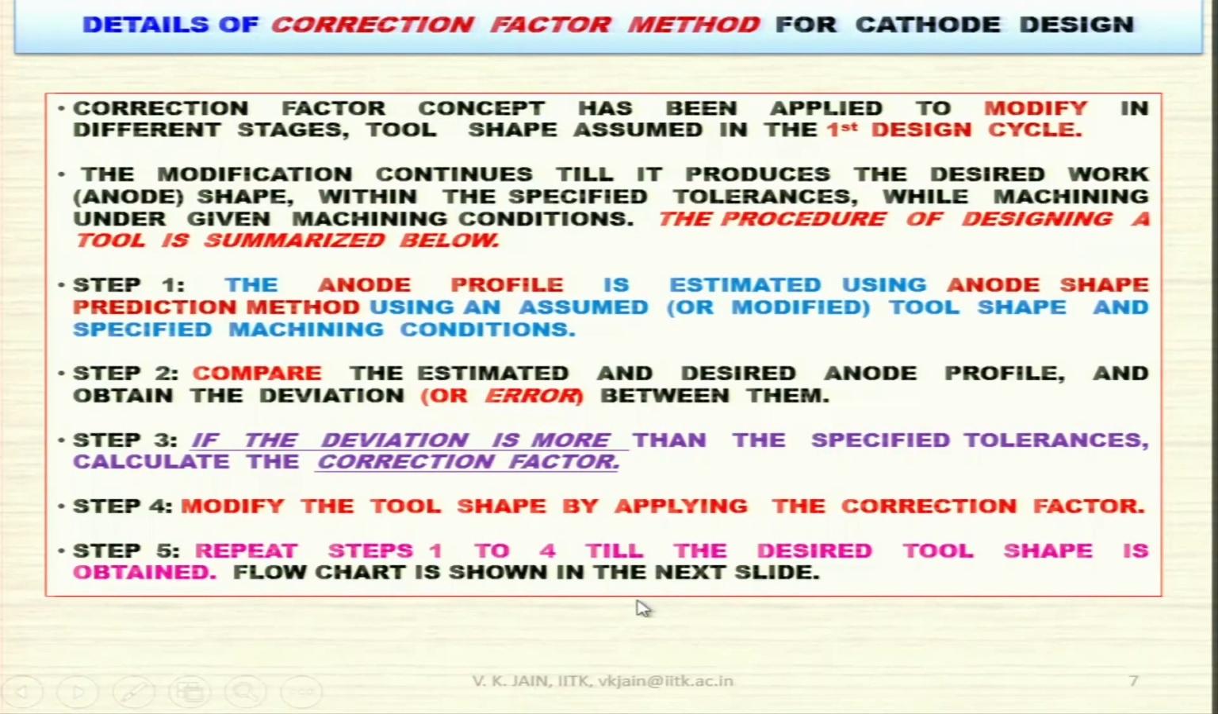Now the desired tool shape will be said to be obtained at the point when the difference between the obtained workpiece surface and the required workpiece surface is less than the tolerances that have been prescribed on the component itself. So some schematic flow chart is given here. What steps are to be followed in the correction factor method?